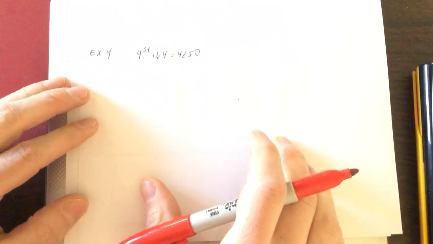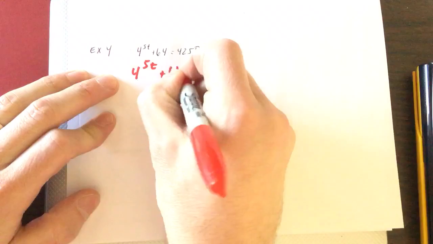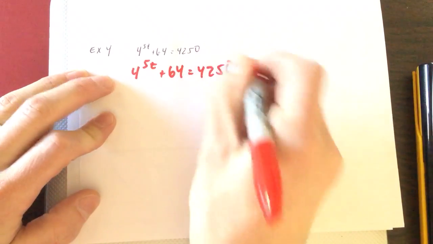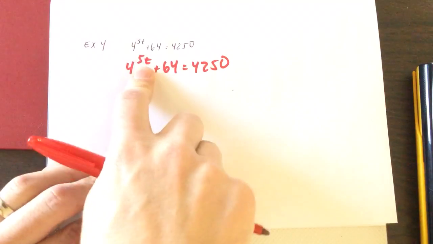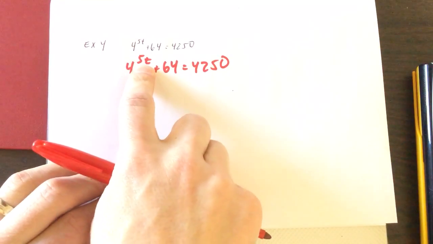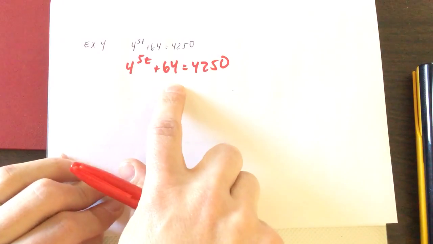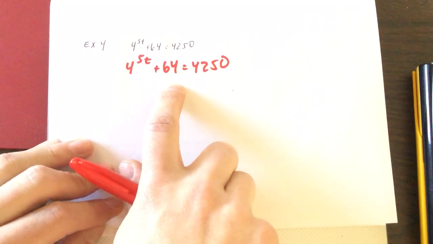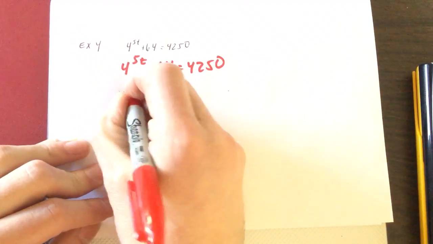Let's do another one. I'm just going to rewrite it so it shows up a little bit better. 4 to the 5t plus 64 equals 4250. Solving the equation, working from the outside in. I notice variable in the exponent, we will take a log once we get rid of the outer pieces. So reverse order of operations for solving, we'd subtract the 64.